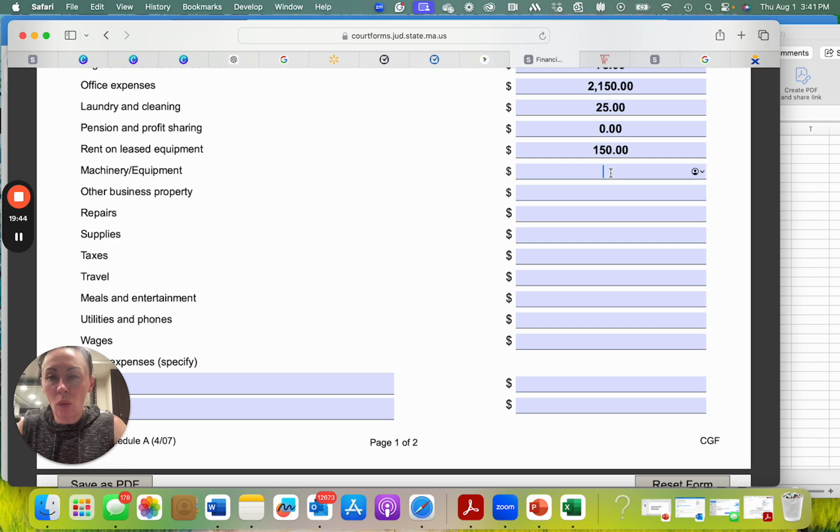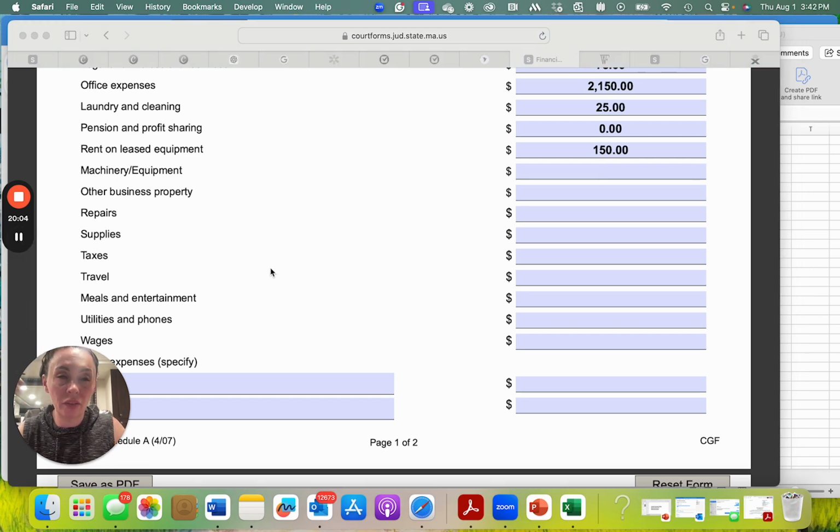Machinery or equipment. This is machinery or equipment that you buy. Let's say in our example, I'm not renting my pizza oven. I had to buy it, and I bought it for $3,000 last year.